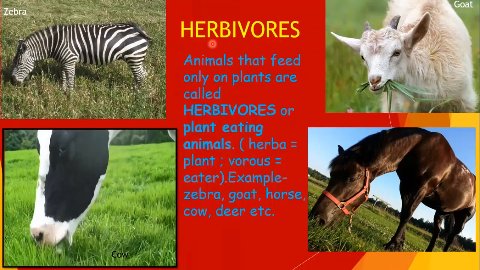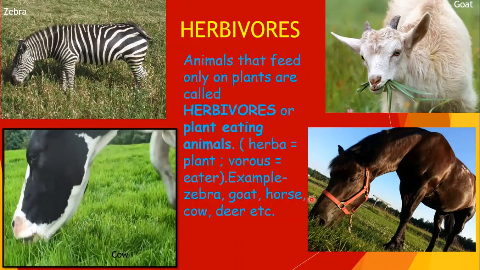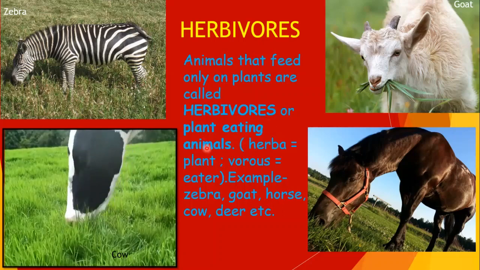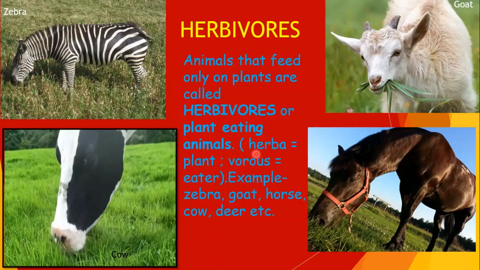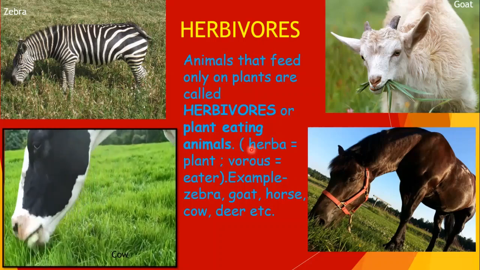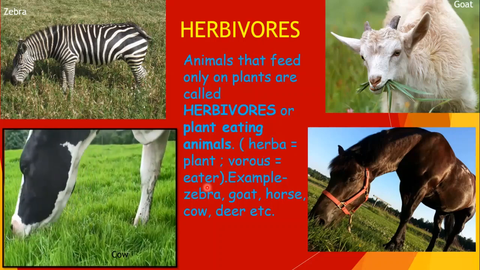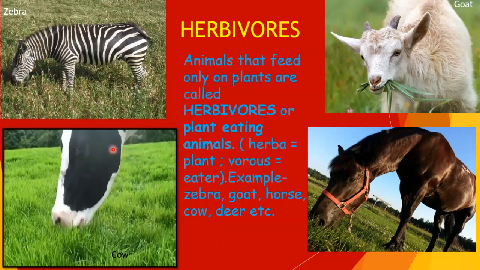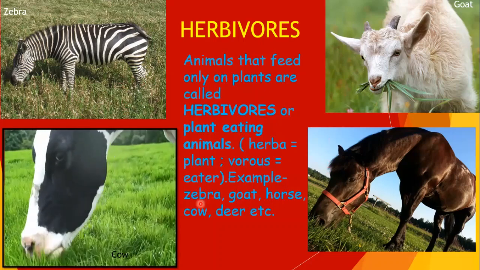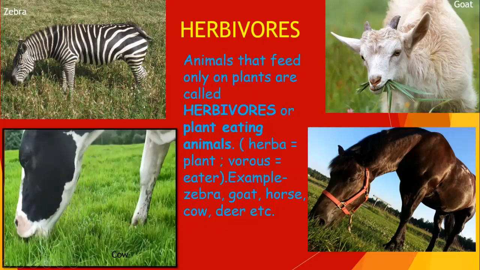The first one is herbivores. Animals that feed only on plants are called herbivores or plant-eating animals. The term herbivore is made up of two words, herba and vorus. Herba means plant and vorus means eater. They are animals that only eat plants and plant material. Examples are zebra, goat, horse, cow, deer, etc.